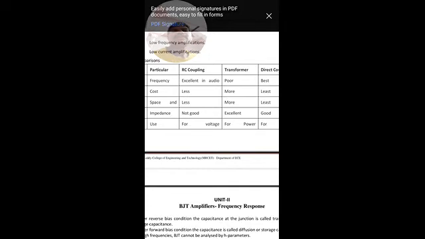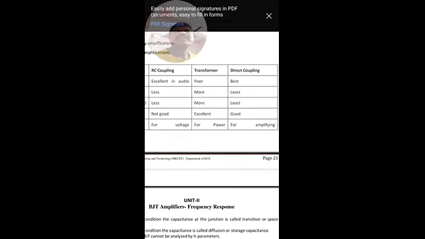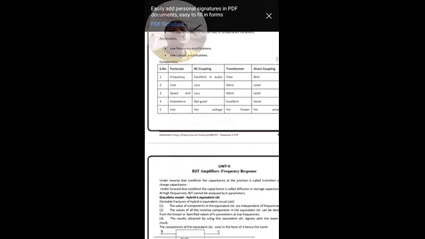Coming to applications, the RC coupled amplifier we use for voltage amplification, and the transformer coupled amplifier will be used in power amplification. Simply for amplifying signals, we use a direct coupled amplifier.